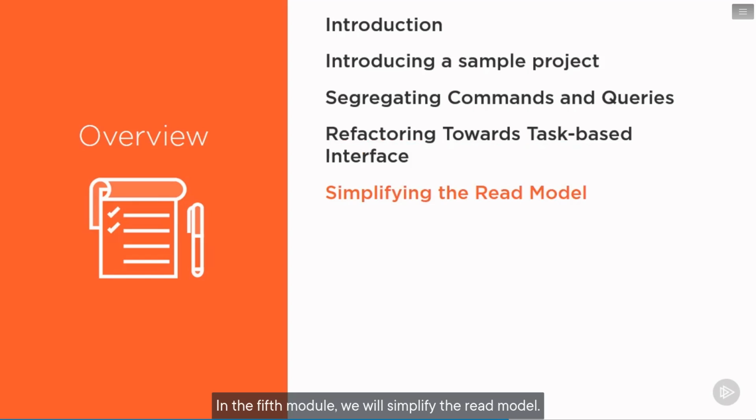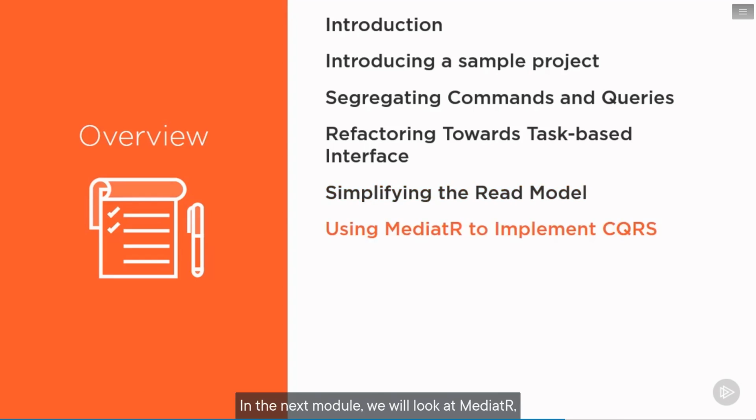In the fifth module, we will simplify the read model. We will achieve that by bypassing the domain model and the ORM when reading data from the database. This will allow us to optimize the performance of reads in the application. In the next module, we will look at Mediator, an open-source library that was built specifically with CQRS in mind and perfectly fits this pattern.